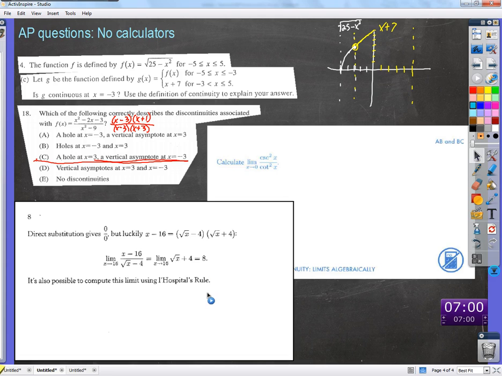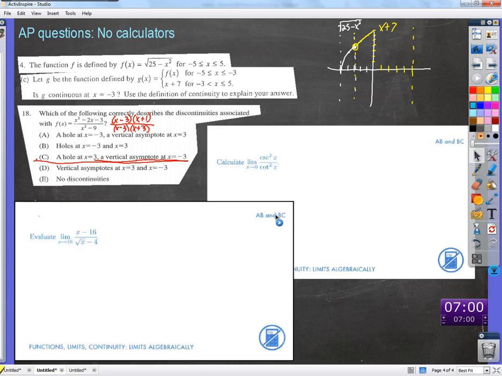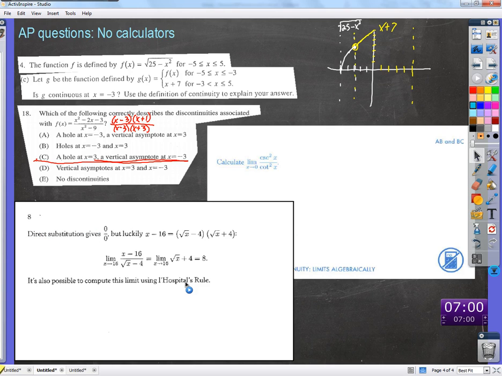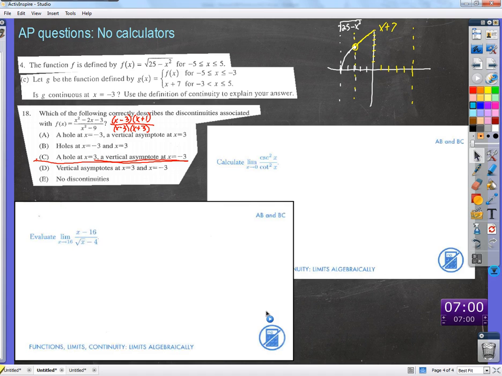Okay? Now it references this other thing called L'Hopital's rule. L'Hopital's rule is for a BC class. We might get to L'Hopital's rule and we probably won't get to L'Hopital's rule. But it also works. And you use it in instances where you get 0 over 0 or infinity over infinity, negative infinity over infinity, or anything weird like that. Those are called indeterminate forms.